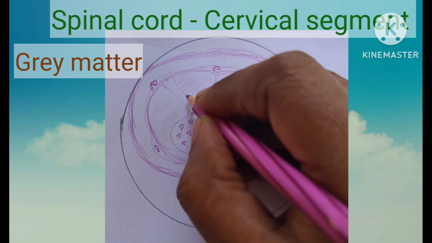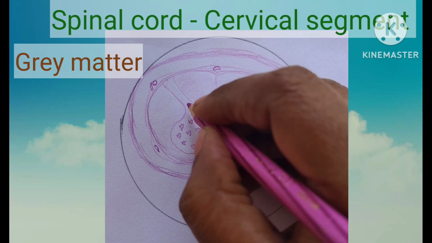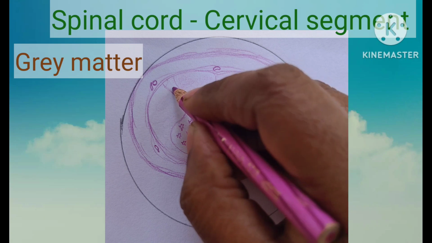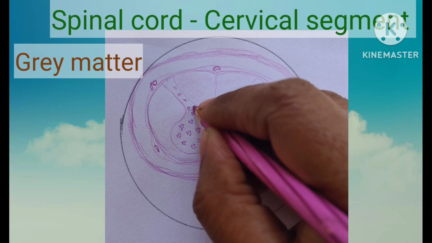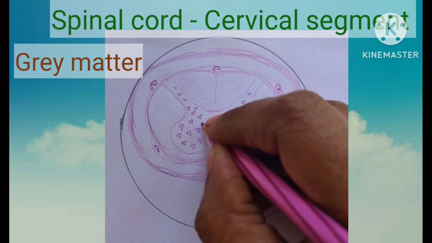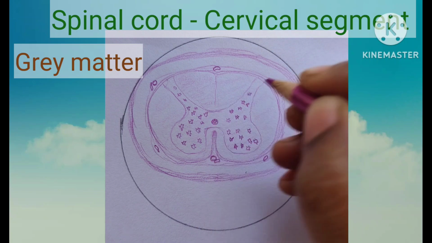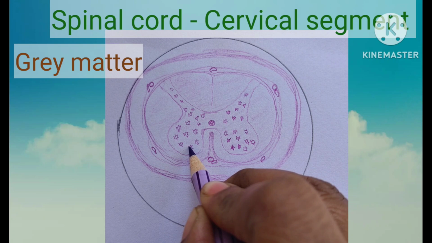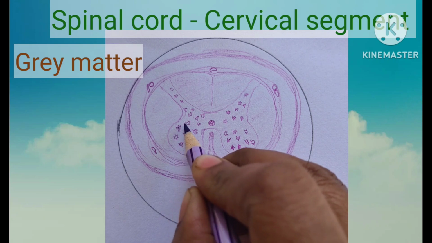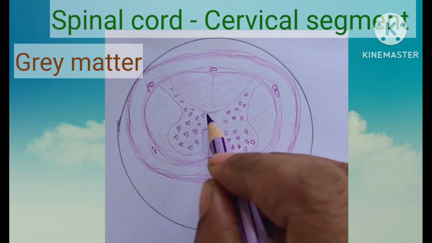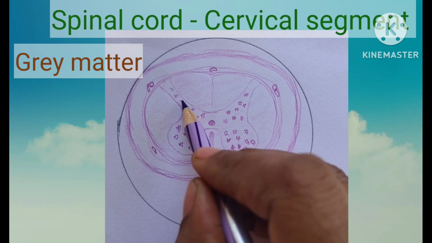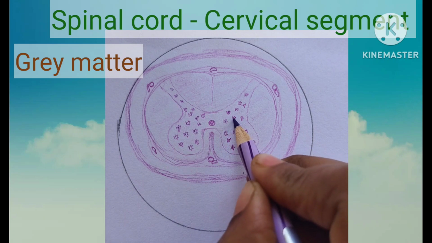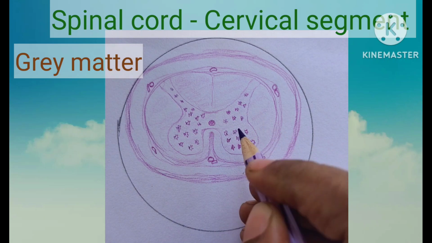One thing we have to make sure is that the cell bodies in the anterior horn are a little larger in size. The axons from these cells are the ones which form the ventral root of the spinal nerves. The cell bodies of neurons present in the dorsal horn are comparatively smaller. They receive the sensory information through the dorsal root.